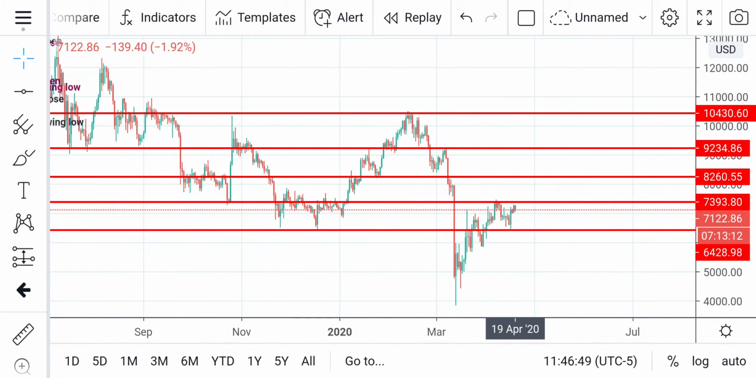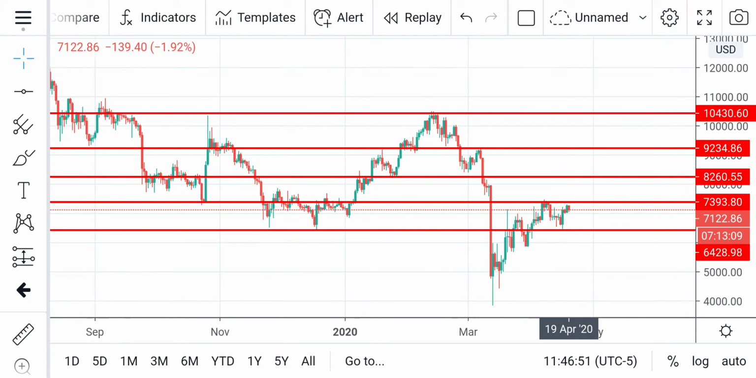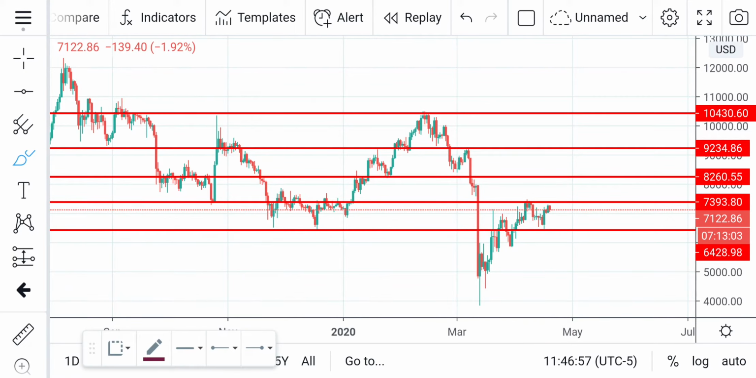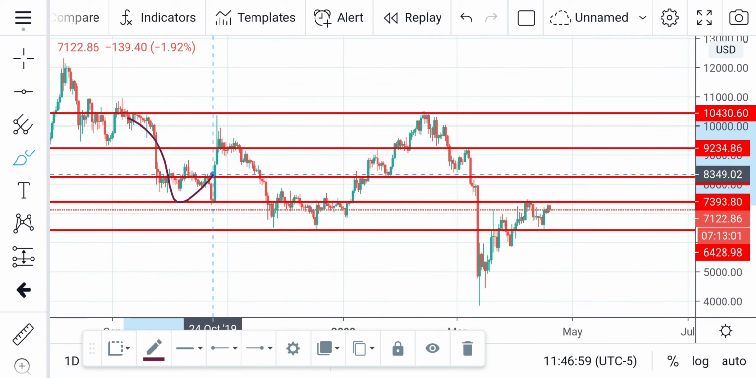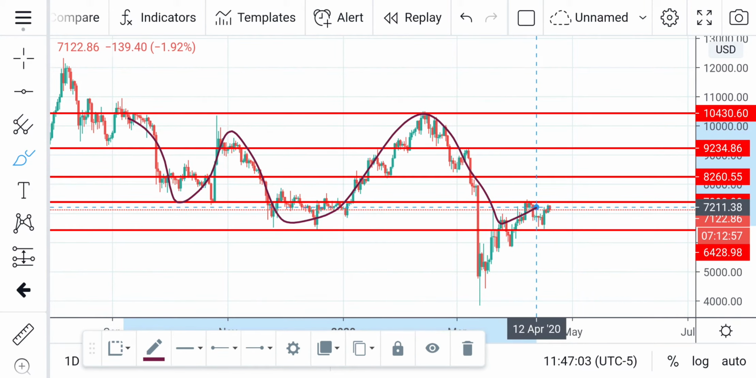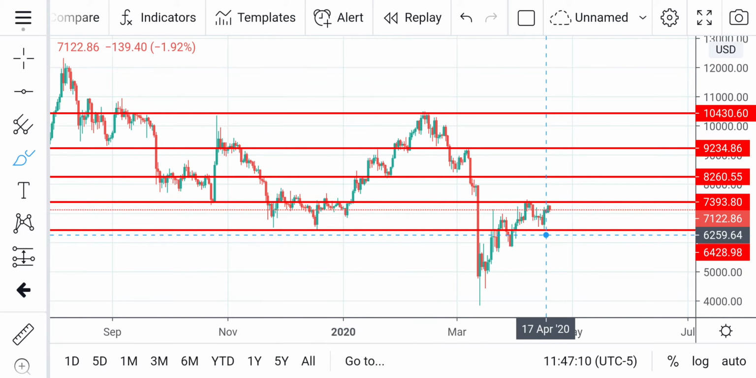So how do you now identify? Supports and resistance is for a range. The market is just ranging like this. You can see it coming here, going here. It's ranging between these two bigger major supports and resistance. So how do you now identify your trending market?